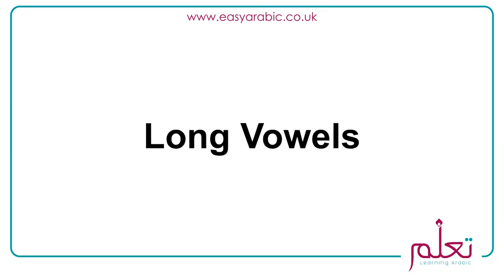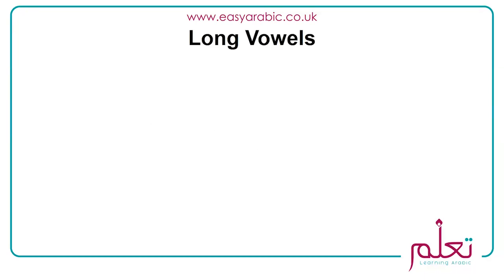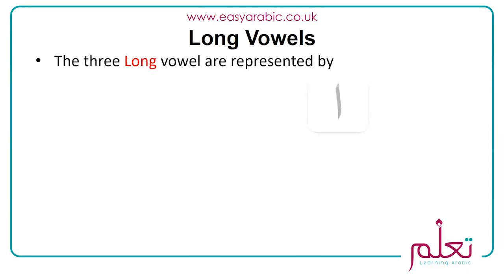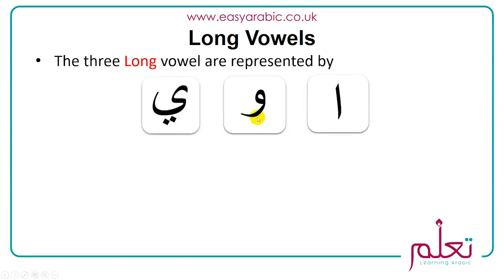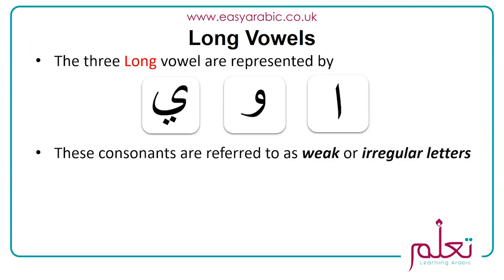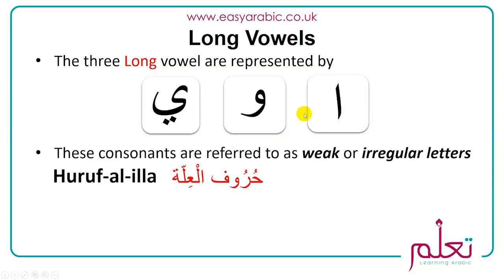Now let's look at the long vowels. The three long vowels are represented by the letter alif, the letter waw, and the letter ya. These three letters are referred to as weak or irregular letters, and in Arabic they're called huruf al-illa. Their purpose is to lengthen the short vowels. Each one of these works with a certain short vowel, and I'm going to cover these in a few minutes.